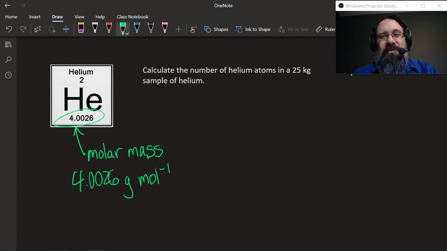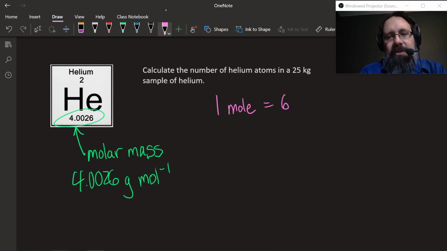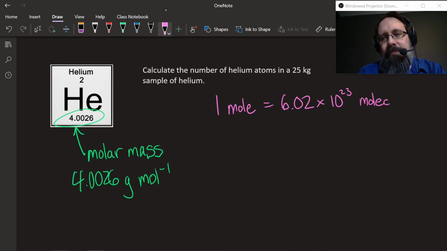So the fact that we have 25 kilograms means we have a lot of helium. And remember the way this works is that 1 mole of a gas is 6.02 times 10 to the 23rd molecules. That's Avogadro's constant. If you don't remember exactly how that works, I'll show you later. I thought it'd be fun to work out this problem and then go into explaining it.